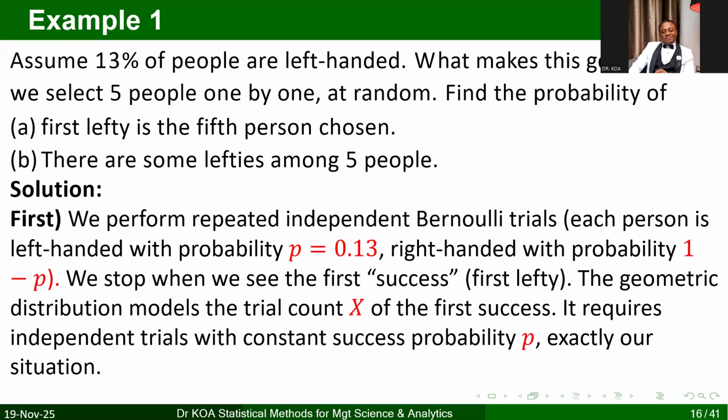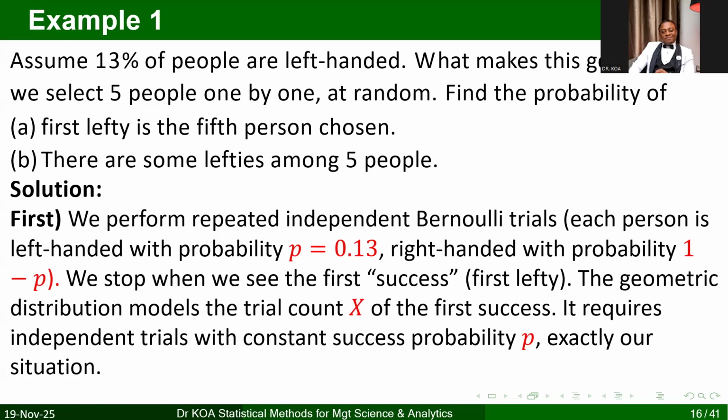Okay. Next one. Find the probability of first lefty. You see, that first lefty is even a clue for the first part of the question. Find the probability that the first lefty is the fifth person. The first lefty is the fifth person. Now, let's try and get something right. But this is very simple if you know it.